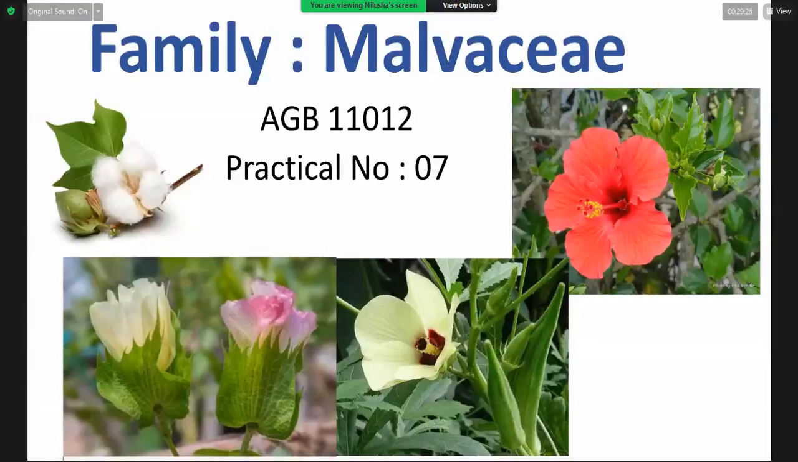Today we are going to start sixth practical, and today we are going to learn about two families, family Malvaceae and family Euphorbiaceae. First, we will start with family Malvaceae. Can you see my slide? Yes, ma'am. Okay.